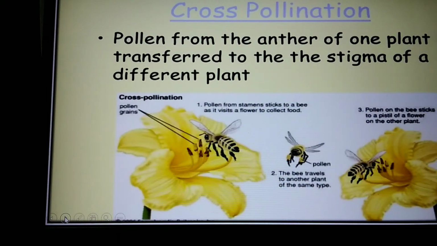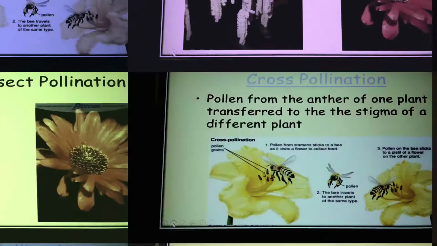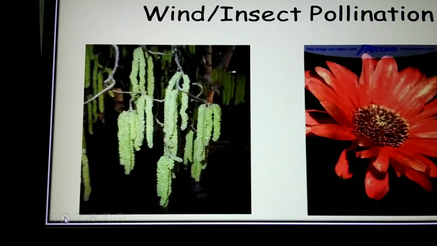Pollen from the anther of one plant is transferred to the stigma of the different plant. Here, in this, the pollen grains will be sticking to any agent, that is insect, when it visits for the nectar, and this when sits in another flower of same kind, then it deposits the pollen grains onto the stigma of that flower. This type of pollination is known as cross-pollination, insect pollination.